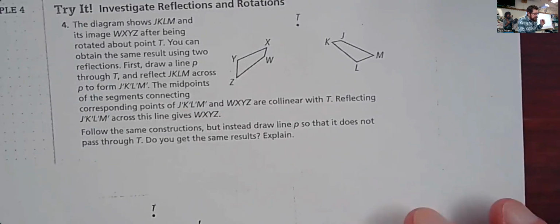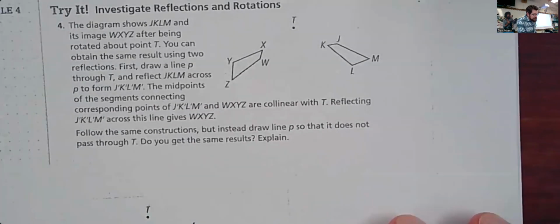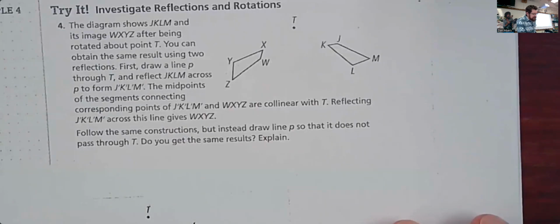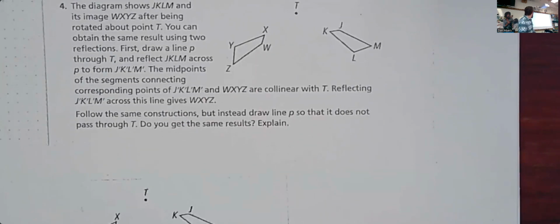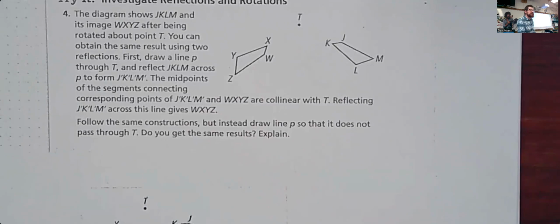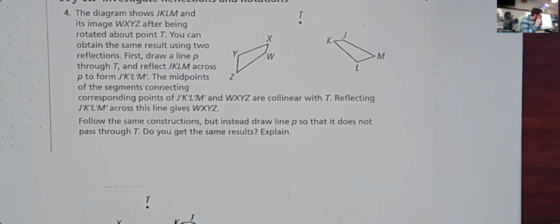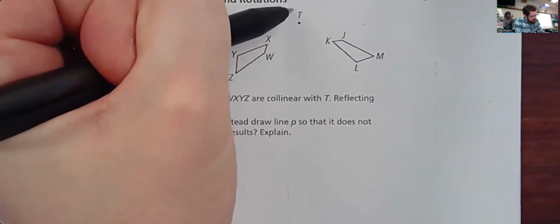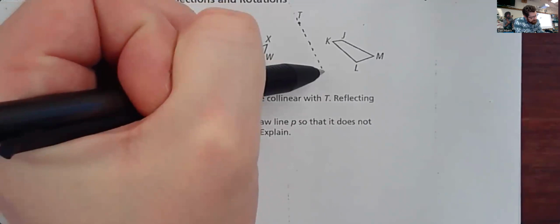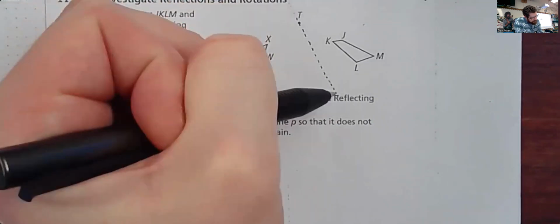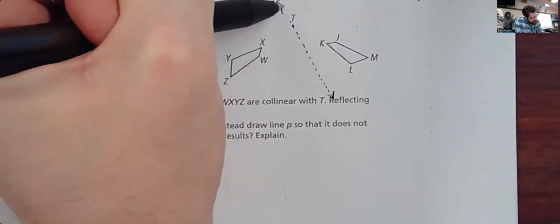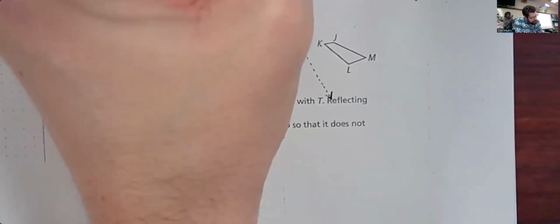All right. Draw a line P through T and reflect across. So let's see what that ends up looking like. Does it say where P is going to go? Doesn't really, does it? Not so much, which means it doesn't really matter where that ends up. But I'm going to just take what the book had here. So let's draw a line about like that. We'll call that line P. So there's line P.